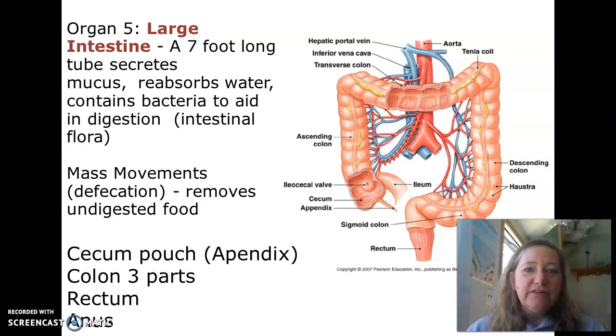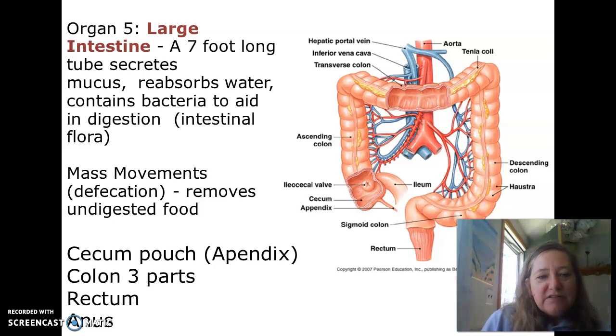It's 7 feet long. And it secretes mucus. Main job here is to absorb water. That's the biggest job for the large intestine. It continues to digest those things with its bacteria. Small little bacteria called E. coli actually does a good job here in the large intestine, helping further digestion.